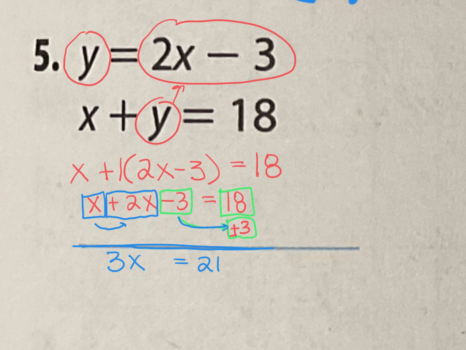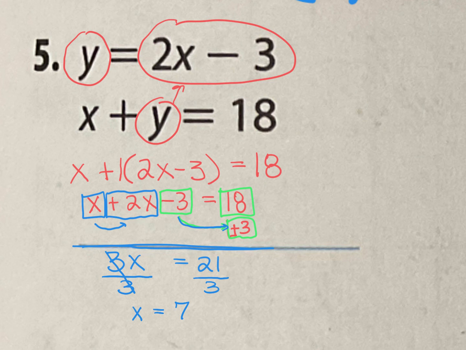Now, I don't want to know what 3x is, or 3 times x is 21. I want to know what 1x is. So if we have a 3 on top, we can put a 3 on bottom to cross it out. But we divide by 3 on this side. x equals 7. Kind of cool. But from all that, we get a pretty simple answer.